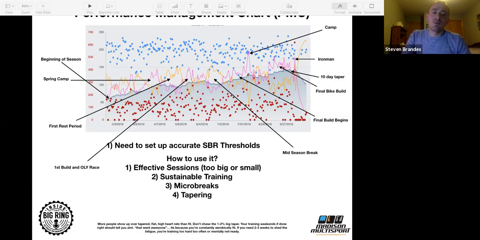More people show up over-tapered, flat, with a high heart rate than fit. Don't chase the 1 to 2% big taper. Your training weekends, if done right, should tell you a lot. If that went awesome, it's because you're constantly aerobically fit. And if you need 2 to 3 weeks to shed a lot of fatigue, you're just training too hard, or you're mentally not quite there for this race.